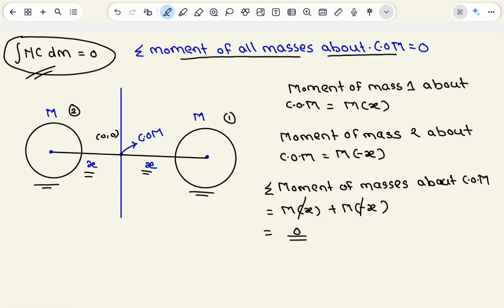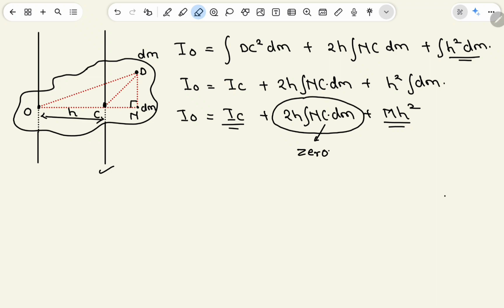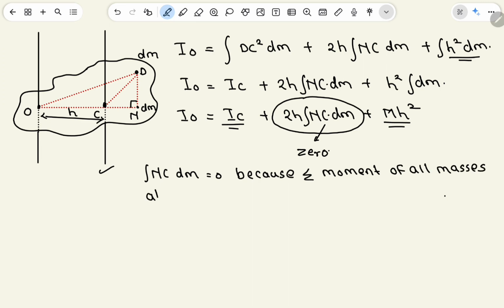So let's get back to the derivation. Finally, we have seen why this middle term is 0, and I'll just write down the reason. The reason is that integral ncdm is equal to 0 because the summation of moment of all masses about center of mass is equal to 0. And when that term becomes 0, we finally have IO is equal to IC plus MH square.